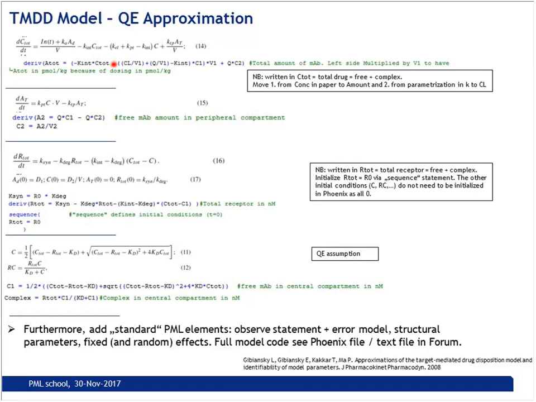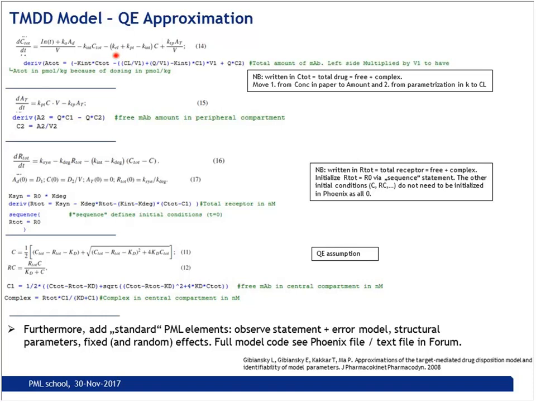For this example, I switch to a clearance parameterization. That means I change the KEL, which is the catabolic elimination of the drug. I just change this to clearance divided by V1. But that's just a personal taste. You can also go with the KEL if you like it better.